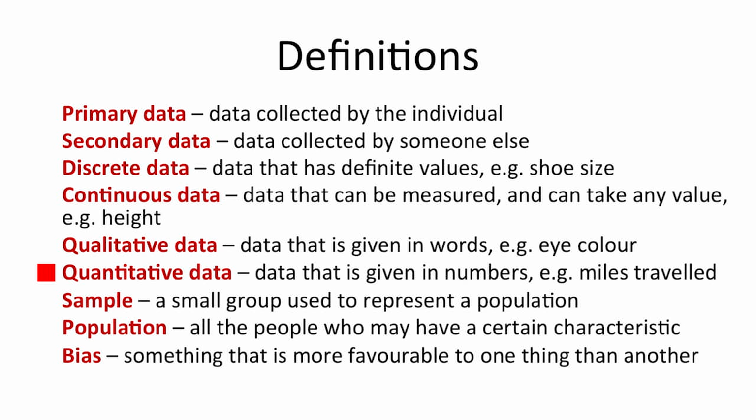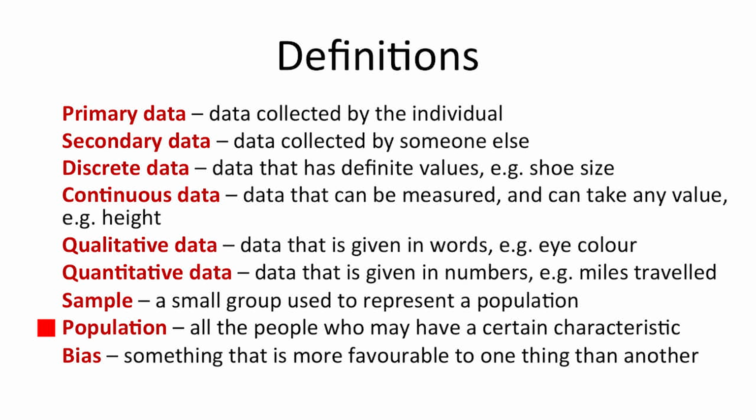Quantitative data, however, is data that can be given in numbers. So for example, miles travelled in a particular journey, time taken to complete an experiment, and so on. The responses would be numerical. A sample is a small group that we select to represent a population. And a population is all the people who may have a certain characteristic.